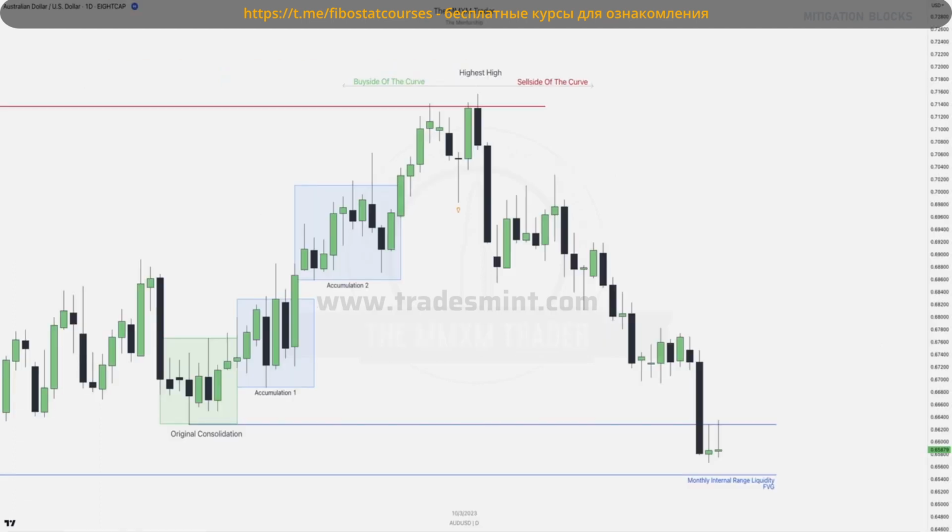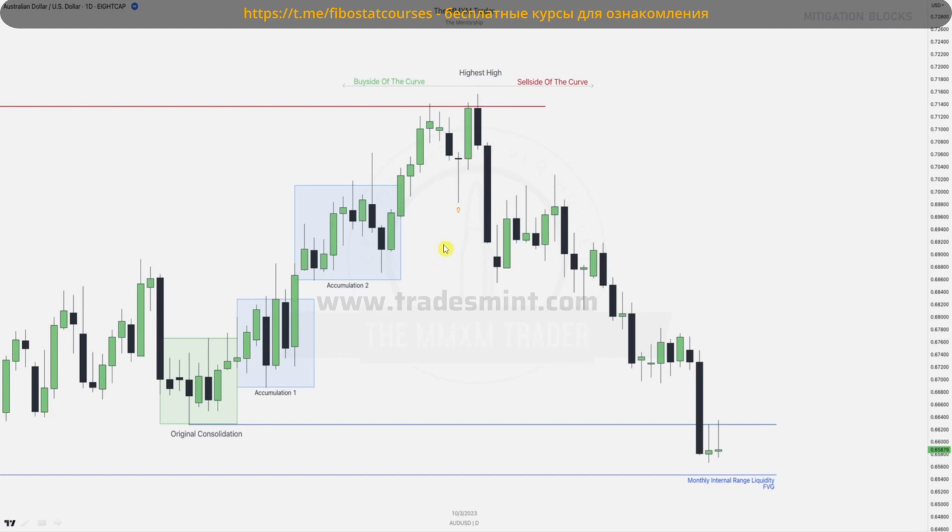Right? We've got an Australian dollar, US dollar daily chart, and we see a clear market maker sell model forming over here with this original consolidation. Accumulation phase number 1, accumulation phase number 2, and eventually taking out external range liquidity and making the highest high in this curve. So after we break structure, we know we are highly likely going to go into the sell side of the curve, because we took out external range again. So we're expecting this bearish PD array.